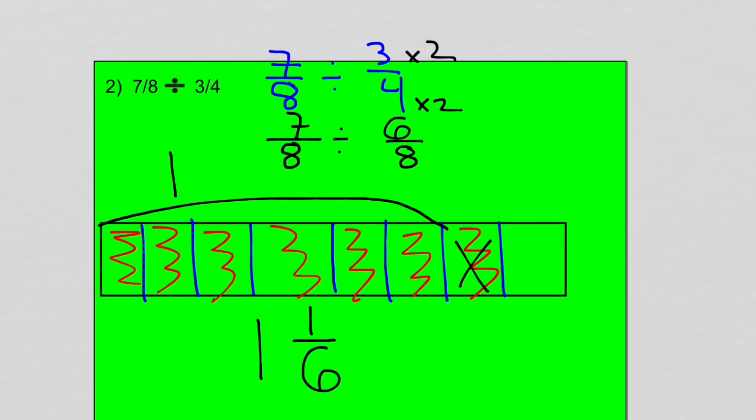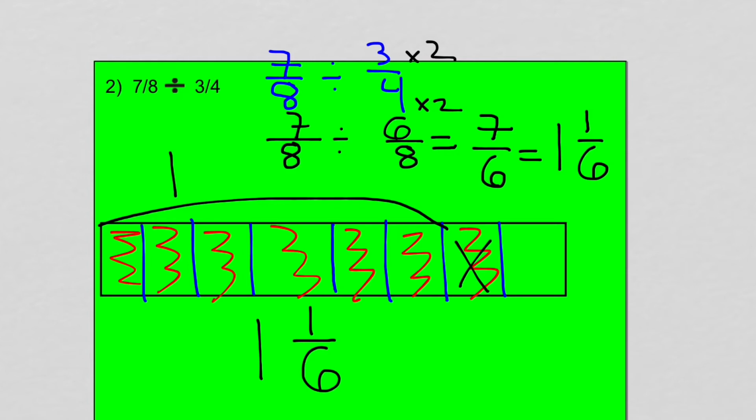Now look at this. Remember when we had the common denominator? We could just do 7, first numerator, divided by second numerator, 6. And 6 goes into 7 one time, remainder 1 out of 6. And we get the matchy-matchy.